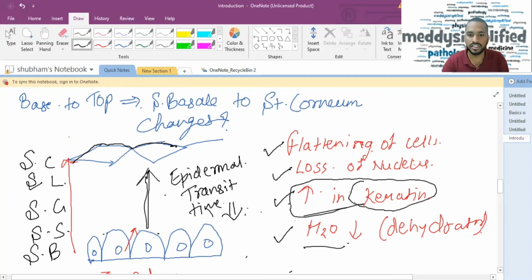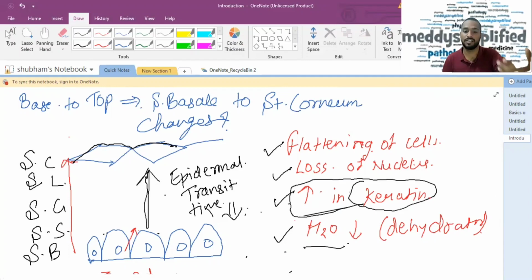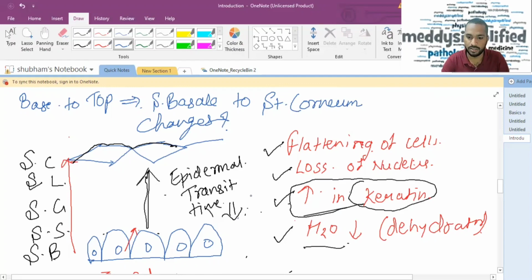Now one very important thing which we should know when we are talking about the changes from going base to the top is epidermal transit time. What is epidermal transit time? It is the time taken to move from the stratum basale to the stratum corneum. And this is usually 28 days.